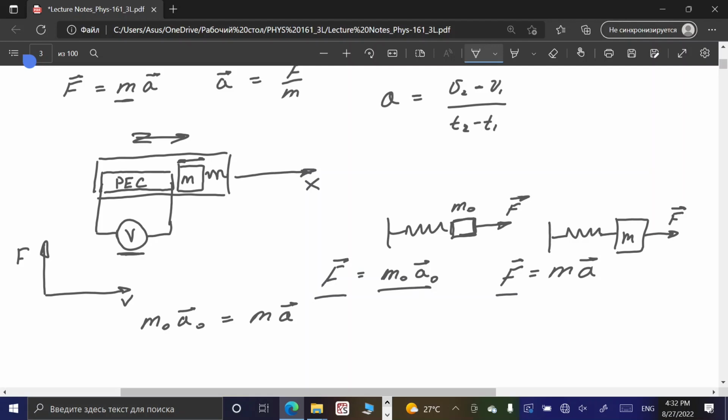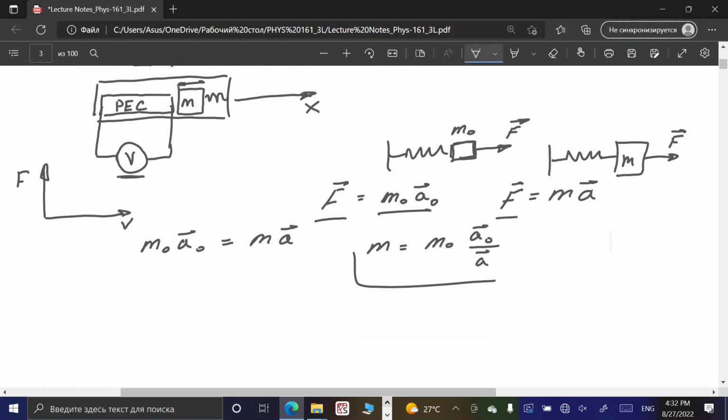So obviously then we can determine the inertial mass of this unknown object. That will be m naught times a naught vector divided by a vector. So this is the approach of how you would specifically address the measurement of inertial mass, which is included in this second law of motion. Okay, so with second law of motion more or less clear, let's go to the third one.